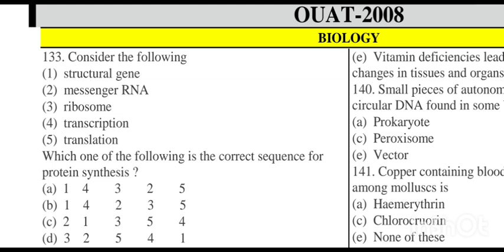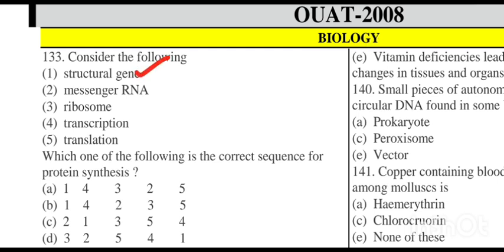So in this video we will discuss the biology MCQs of OUAT entrance examination 2008. So the first question is, consider the following: structural gene, messenger RNA, ribosome, transcription, then translation. So this is the overall process of protein synthesis. Which one of the following is the correct sequence, step by step process of protein synthesis?